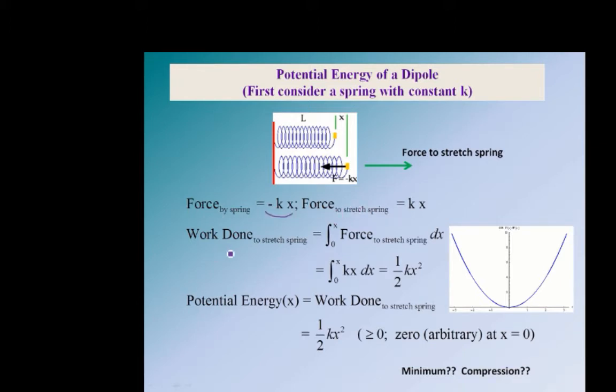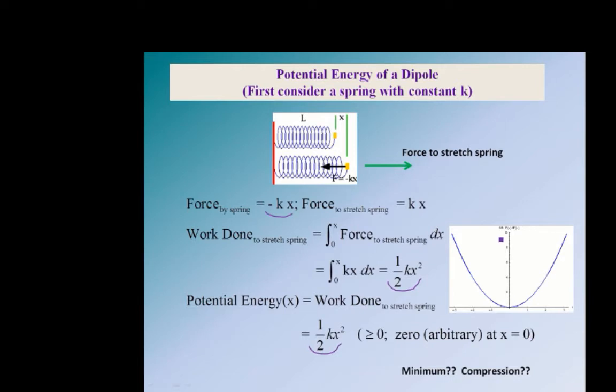So the work done to stretch the spring is the force to stretch the spring, dx, integrated from 0 to x. If we look at this, the work done to stretch it is equal to 1/2 kx squared, which you've seen before. The potential energy is the work done to stretch the spring, so the potential energy that you put into the spring is 1/2 kx squared. This is greater than or equal to 0, where we've arbitrarily taken the 0 at x equals 0.